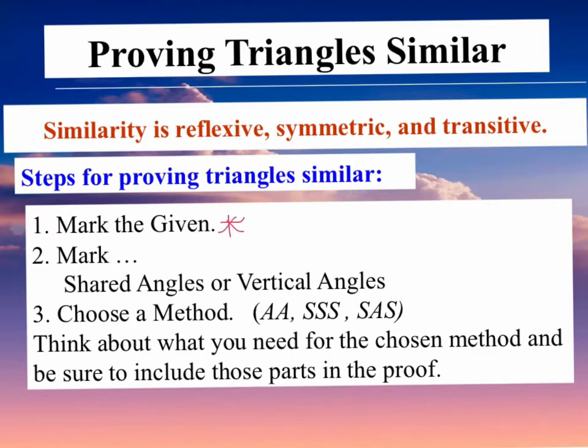I'll put a star next to it. Do that in your notes. Then you're going to mark shared angles or vertical angles. And by shared angles, we're talking about angle pairs like the alternate interior angles or corresponding angles or alternate exterior angles. And then choose a method, either angle-angle, side-side-side, or side-angle-side. Think about what you need for the chosen method and be sure to include those parts in your proof. So these are the 3 steps that we're going to follow along for the next couple of proofs.